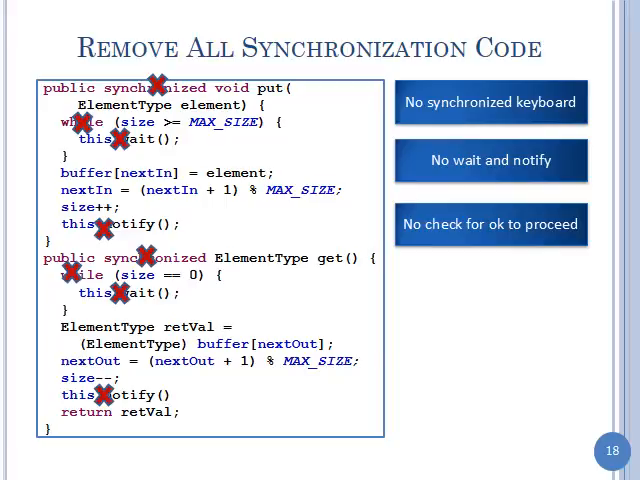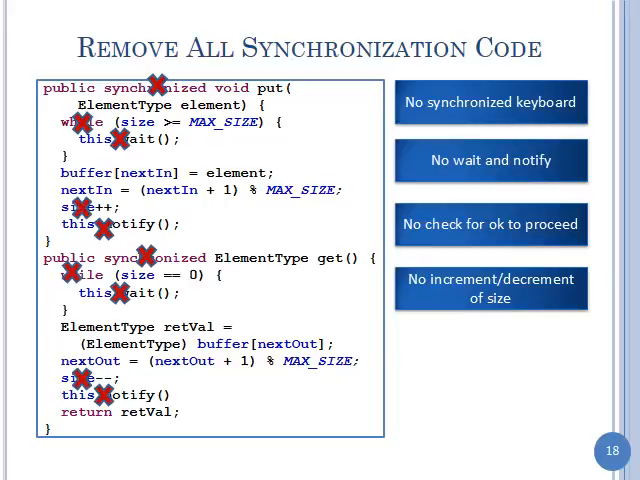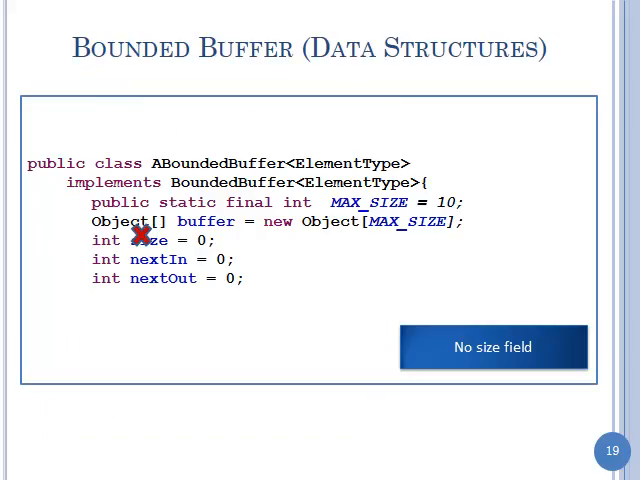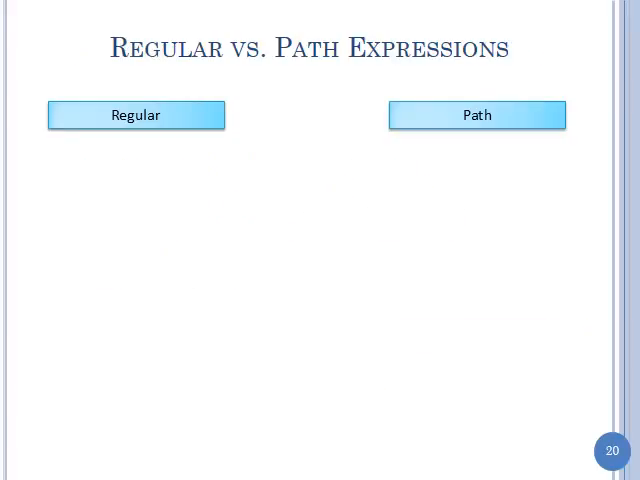And if we are not going to have mutual exclusion, if we are not going to have synchronization when we get input, we don't need a size variable. The size variable is just meant to synchronize those two. It's not needed if there is no synchronization need, which means we don't even declare the size variable. So we're going to look at something called path expressions, which are going to be like regular expressions.